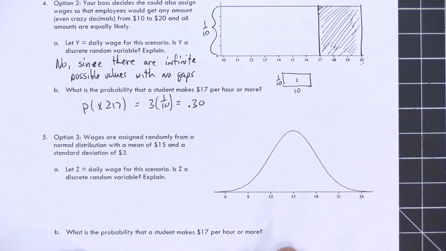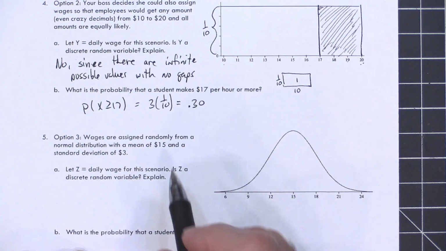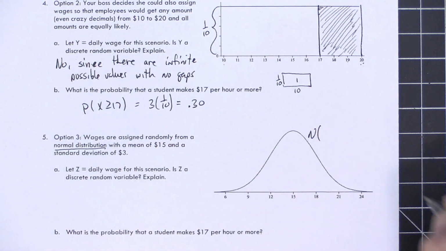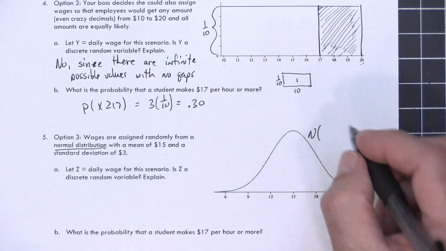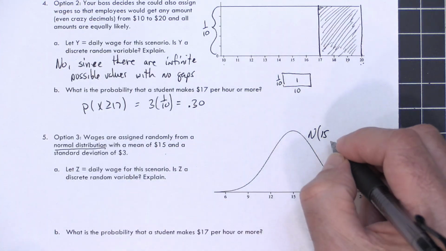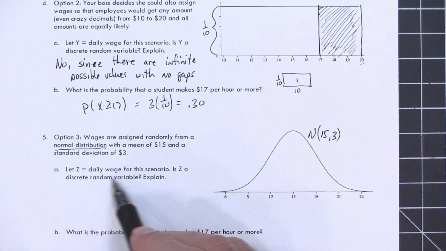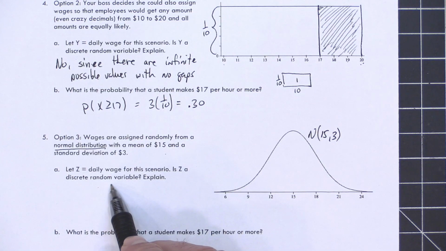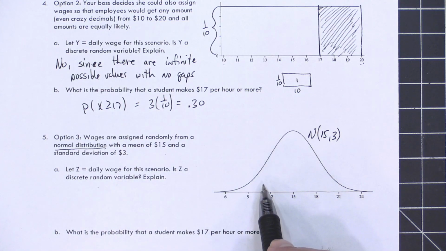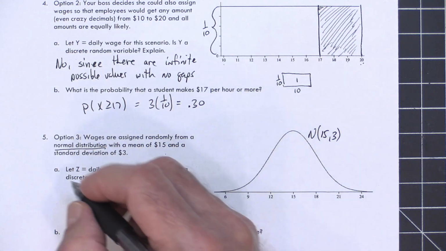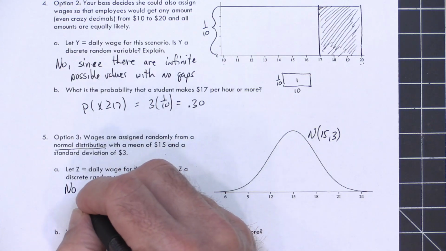Now, suppose the wages are assigned randomly from a normal distribution. So remember, this is our old normal curve, right? The mean is 15 and the standard deviation is 3. Now, it's been a while since we did the normal curve, so hopefully you can do this. But it says let Z be the daily wage. Now, is this discrete or not discrete? Well, remember in a normal curve, anything's possible under here. So any number is possible. So again, this would be no.